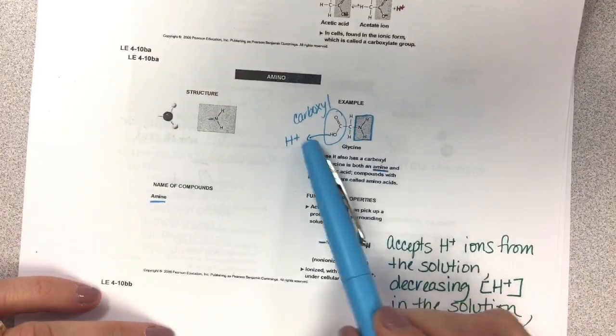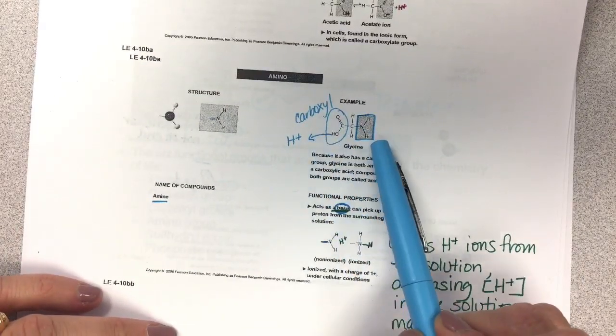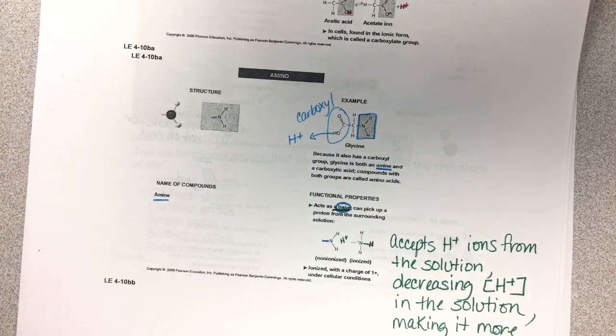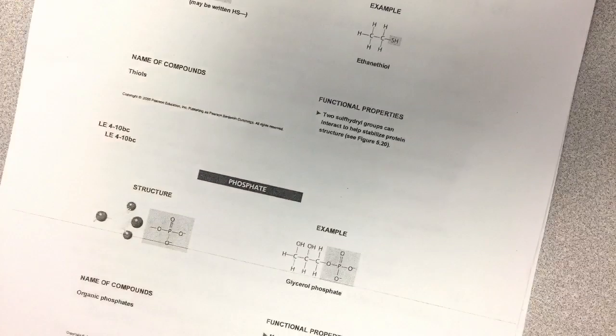And so when we look at something like an amino acid, it has the two functional groups. It acts as a base as well as an acid, hence the name amino acid, having those two different functional groups attached to it. All right, and so then looking at this last page, the sulfhydryl.